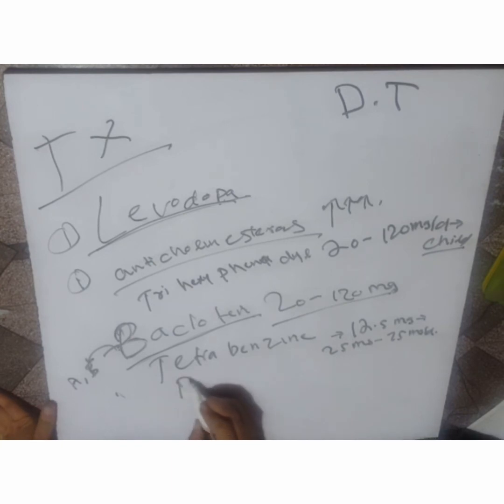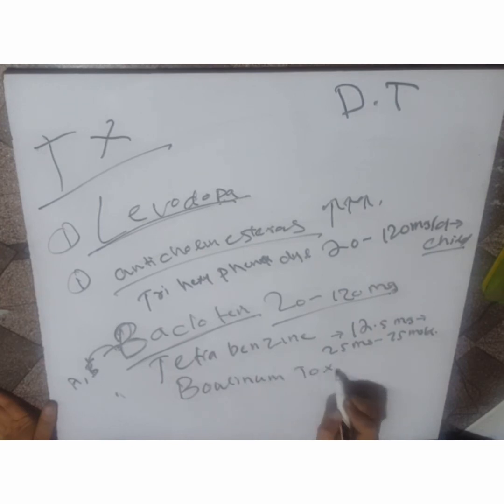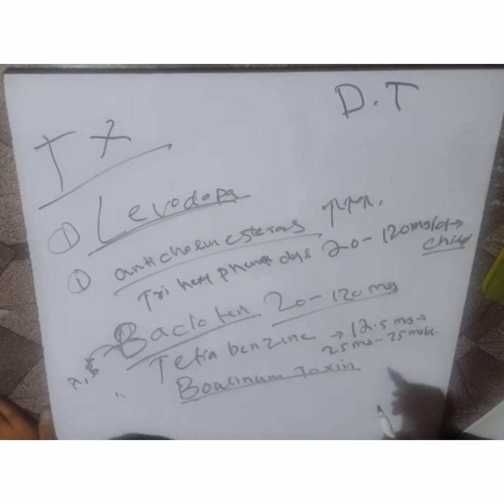Botulinum toxin can be injected to paralyze the specific muscle, but this is used for small muscle groups.